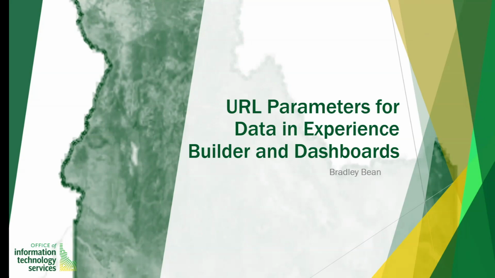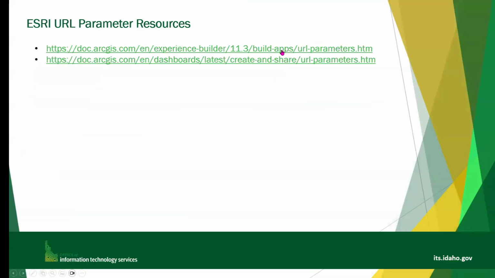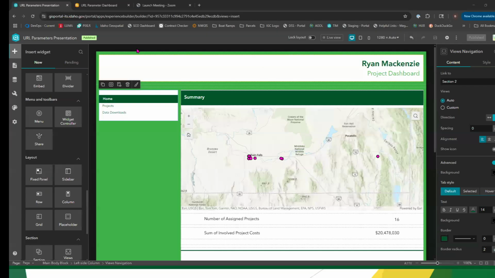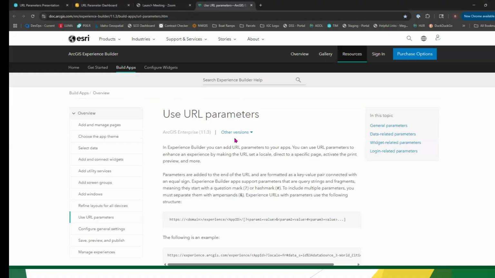So here we go. I'm going to kill my video since I'm sharing here, and we will move through a few slides, but mostly we're going to be looking at how I was able to use URL parameters to help filter some data in Experience Builder and dashboards. So I will move on to slide number 2. These are two different URLs where Esri has been kind enough to talk about using URL parameters.